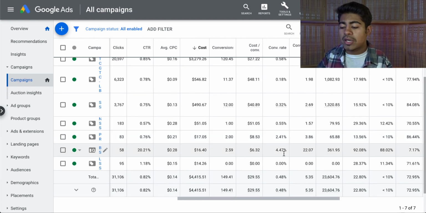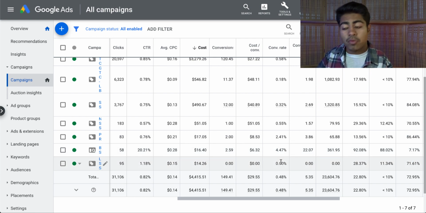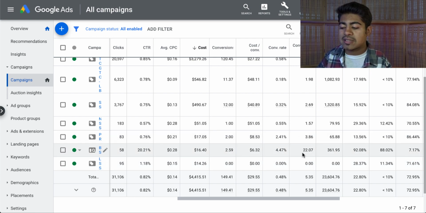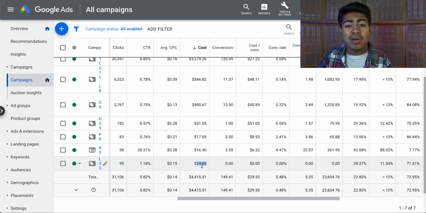Now, this third campaign is actually a search campaign for my store's name, and as you guys can see, this got a 22 times return on ad spend, so this doesn't really count as a standalone campaign. But the fourth campaign here spent $14 only, 0 sales so far. Again, another standalone campaign.